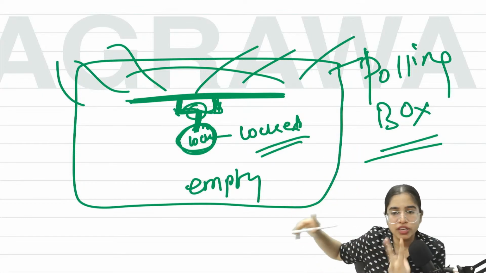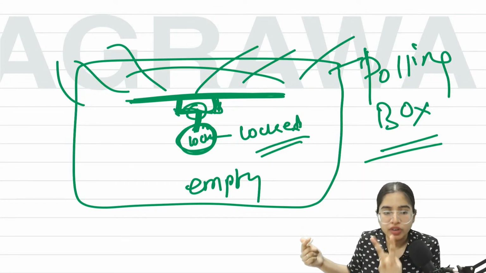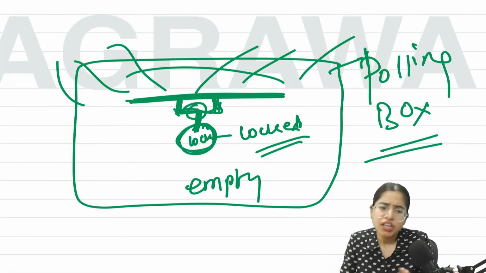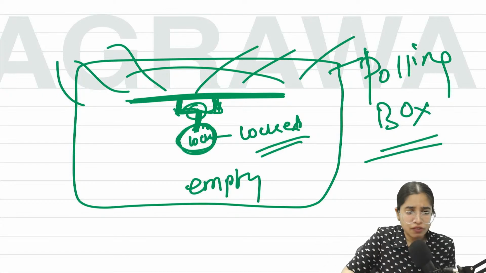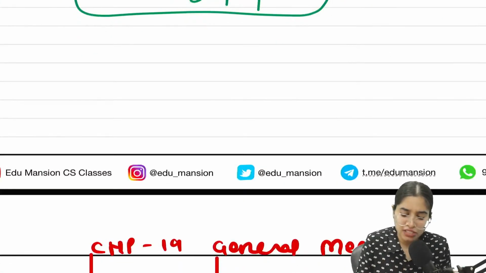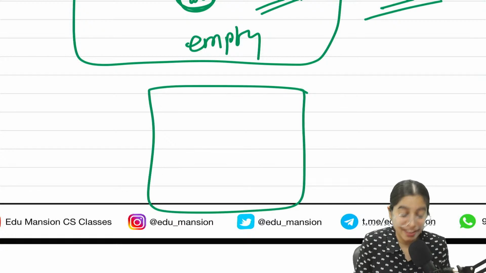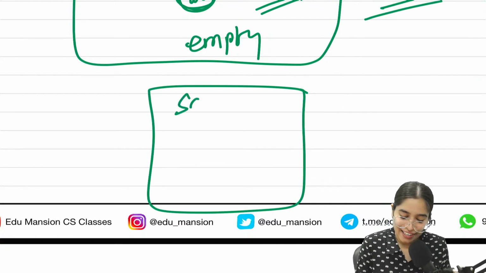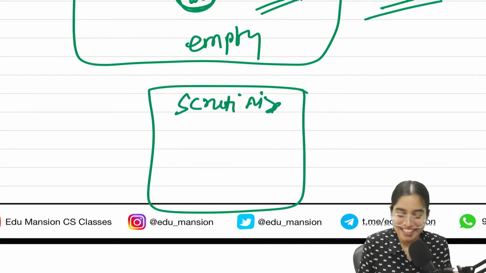Just like e-voting, he will open this box in the presence of two witnesses, and then he will check everything. He will prepare a list of who voted in favor and who voted against, and at last he will prepare a report. That report is known as the scrutinizer's report.